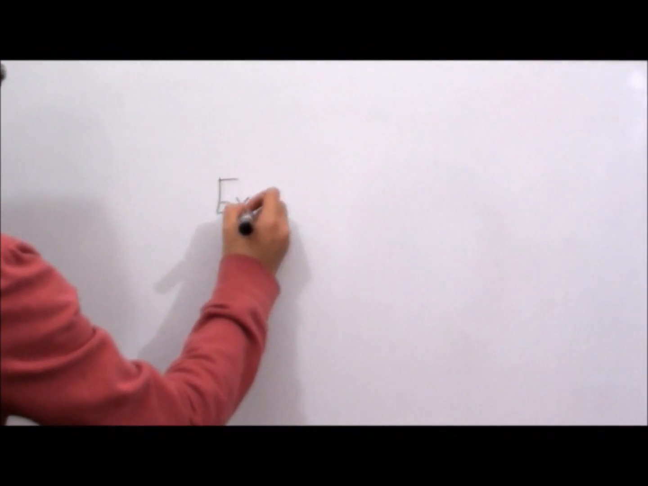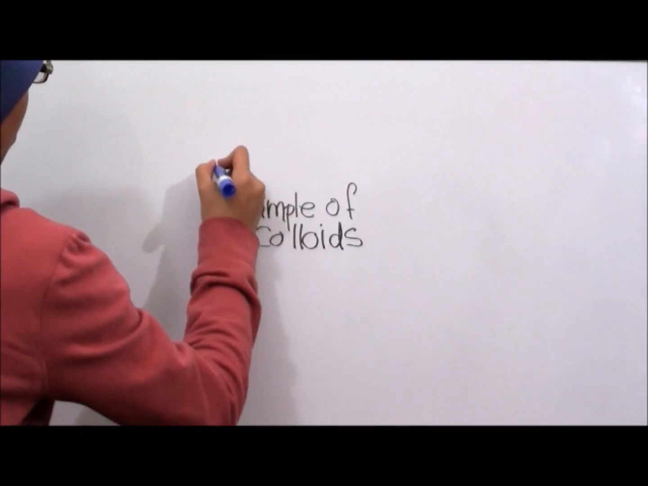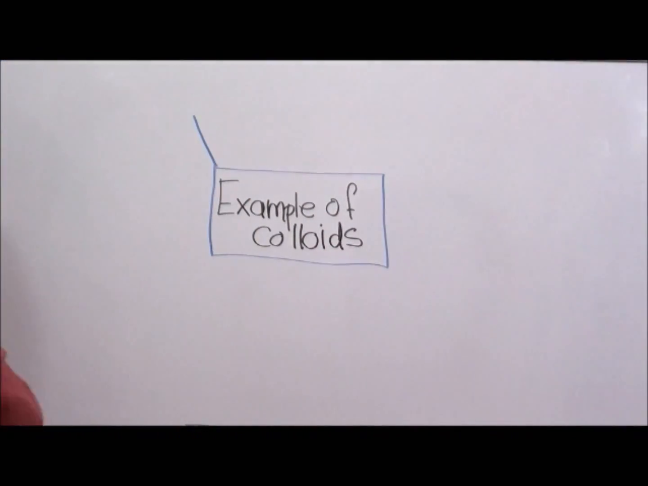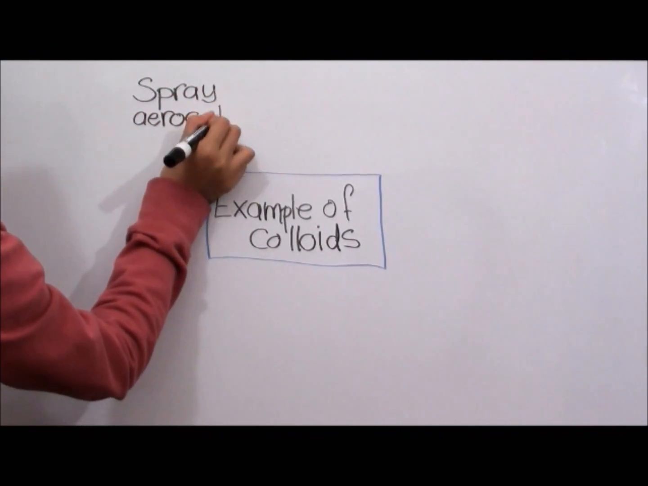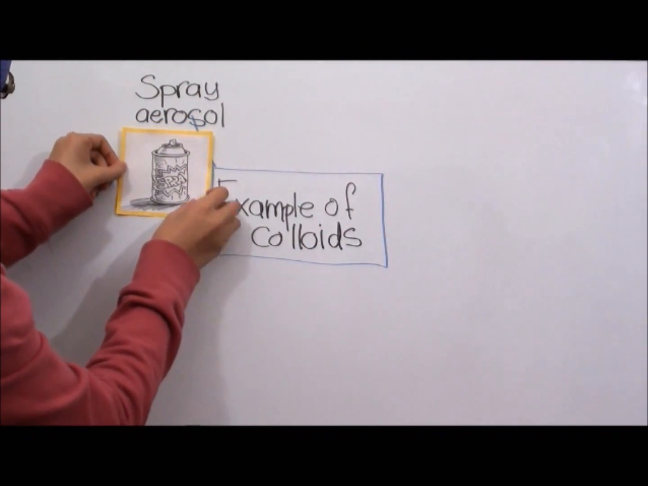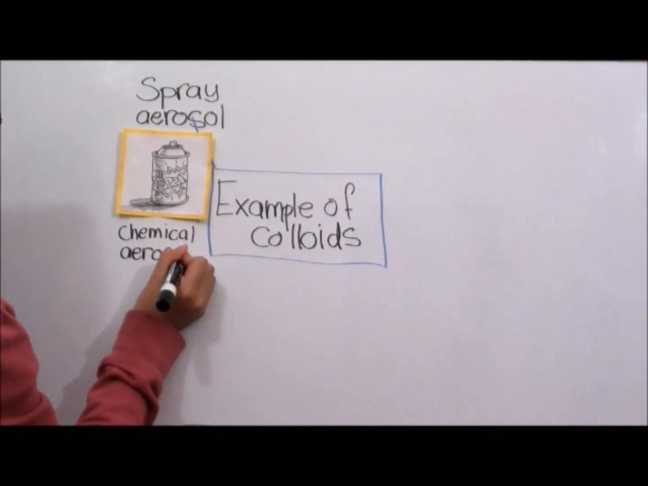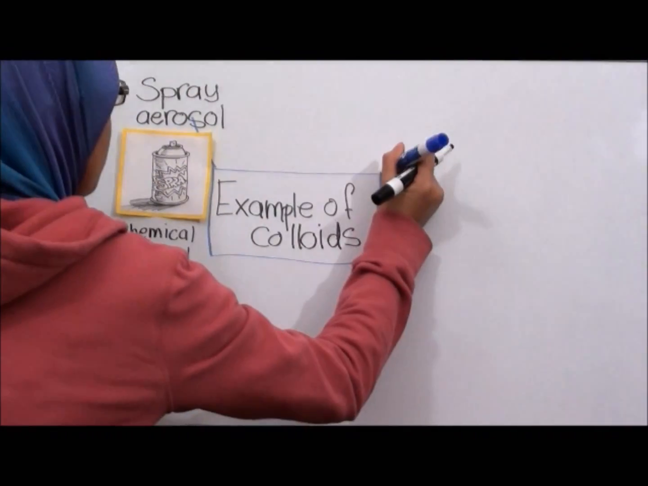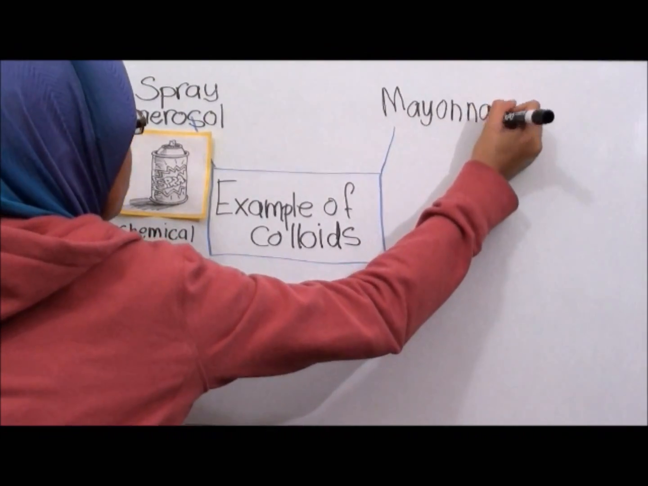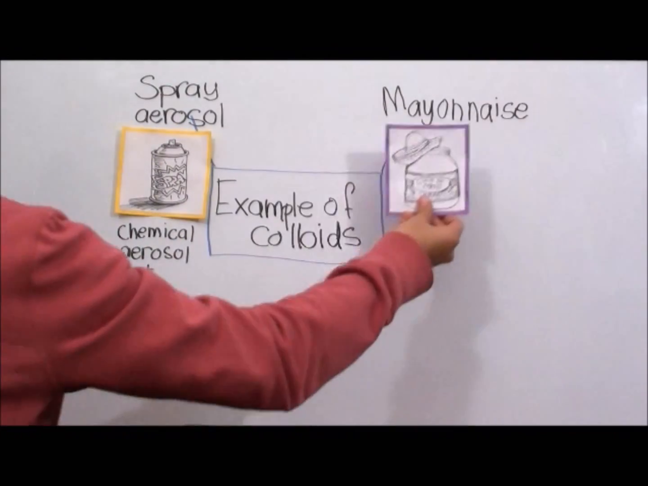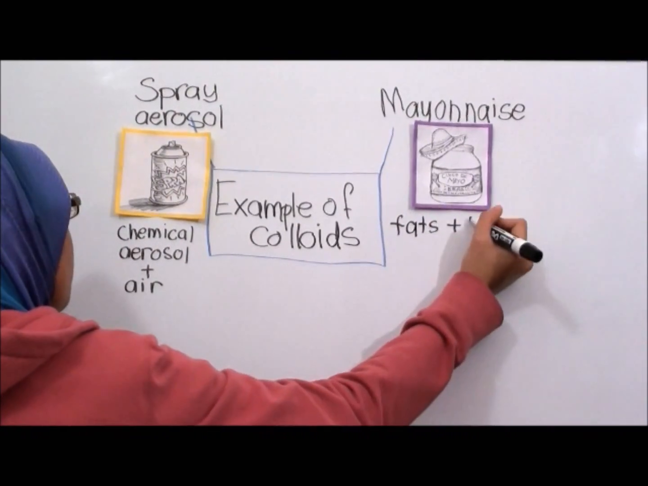Many things around us are made up of colloids. Some examples of colloids are spray aerosol, which consists of aerosol chemical dispersed in air, we have mayonnaise, which consists of small particles of macronutrients such as fats dispersed in water.